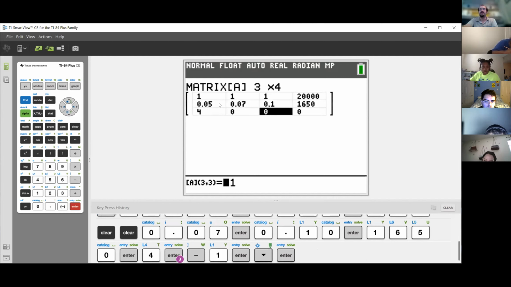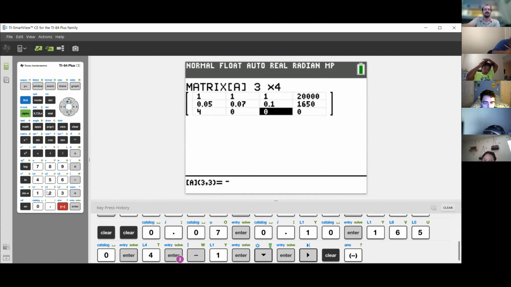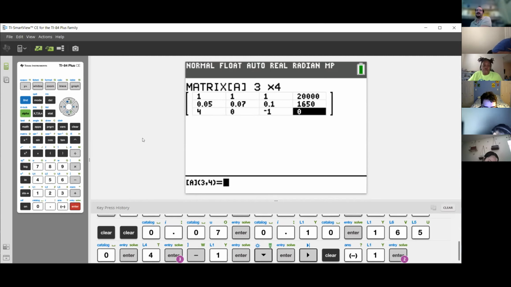Whoa. Oh, that's right. So if you're in the TIs, one thing that's kind of silly. They do negatives different from the way they do minus signs. The minus sign is different from the negative. Don't ask me why. I'm not really sure. It's not the way I would design my calculator, but it's there. You can't put in the minus sign one. You have to put in the negative sign one and zero. And so I have my matrix in my calculator.